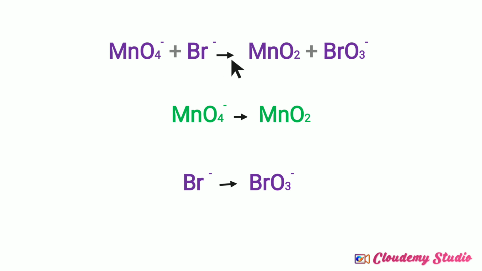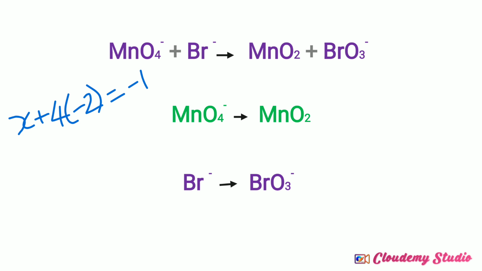First, we can assign the oxidation numbers for manganese and bromine, since only these oxidation numbers vary. So let's find the oxidation number for manganese in permanganate ion. Manganese we can assume X. Here 4 oxygen atoms, so 4 times minus 2, that is equal to minus 1. This is a polyatomic ion.